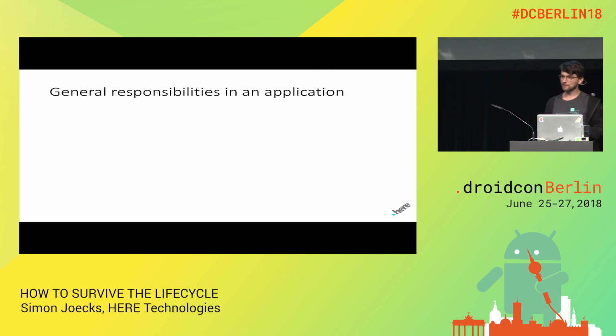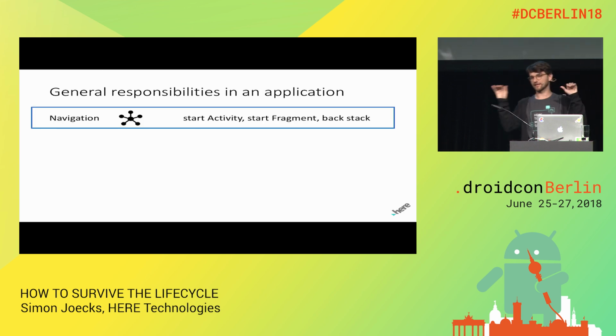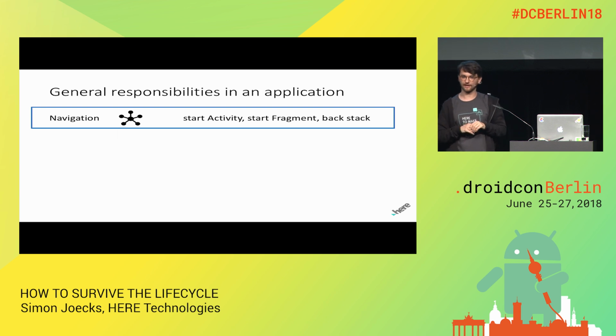So in general, we observed a certain kind of pattern around applications and how they are abstracted in different steps. One of the levels of abstraction is navigation, which is the most top-level abstraction in any kind of application. In this abstraction, we're going to do things like starting activities, starting fragments, dealing with the backstack, etc. So this is, you can say, the higher level.